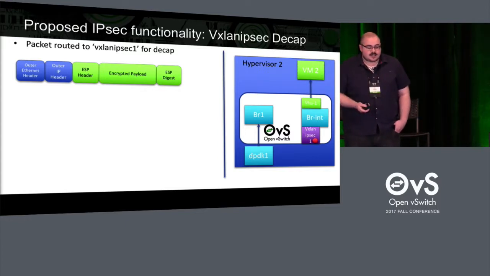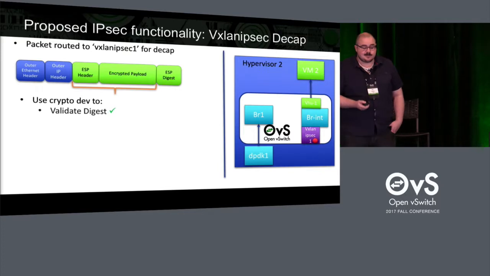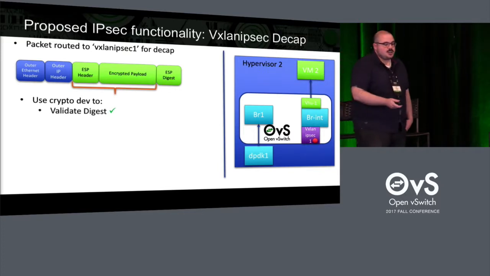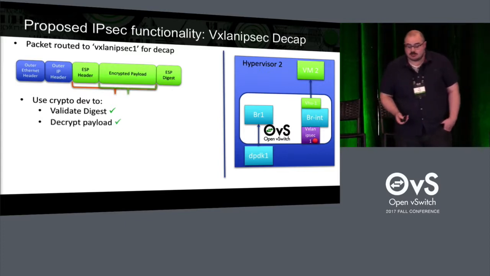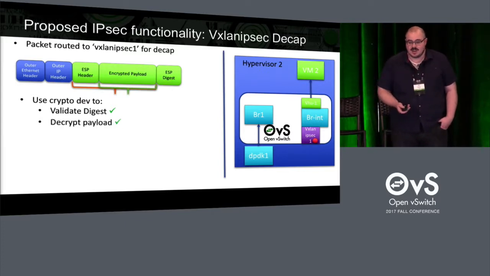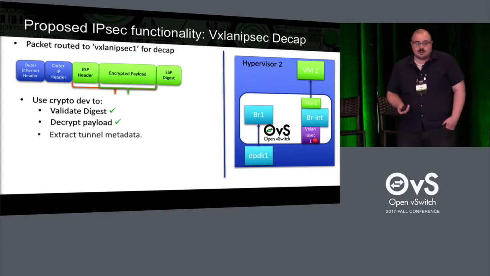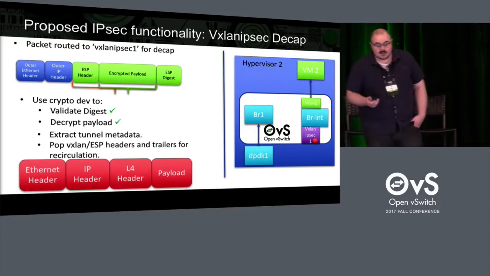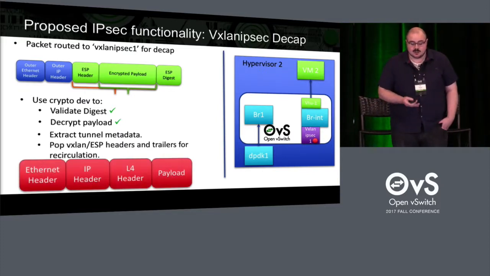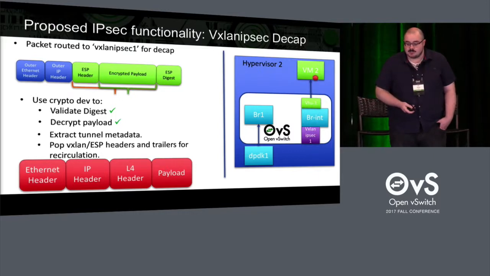Once we get to the VXLAN tunnel for decap, there are two operations. We use the crypto dev that's associated with the VXLAN IPsec port itself to first validate the digest, to make sure that nobody's tampered with this in the network. If they have, we'll drop it. But if they haven't, great, let's decrypt it. At this stage, we have access to the underlying UDP and VXLAN, so now we can do our metadata extraction for the tunnel. And then finally, we pop the headers: all your VXLAN ESP headers and trailers, and send the packet in for recirculation, at which point the vSwitch will send it on to VM2. And that's what we did with the RFC V2 that we did this summer.